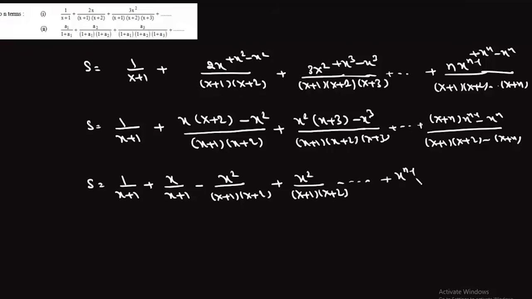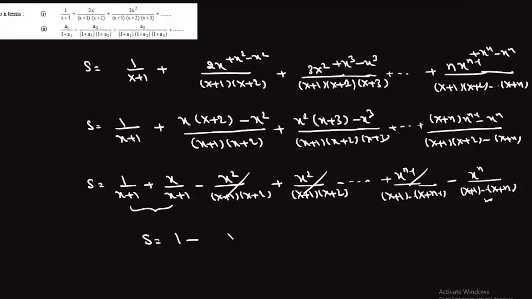So there will be x to the power n minus 1 upon (x plus 1) up to (x plus n minus 1), minus x to the power n upon (x plus 1) up to (x plus n). Now all these terms will cancel. So what we're left with is these terms and this term. Now 1 plus x upon 1 plus x is 1. So this s will be simply 1 minus x to the power n upon (x plus 1)(x plus 2) up to (x plus n). So that is the sum up to n terms.